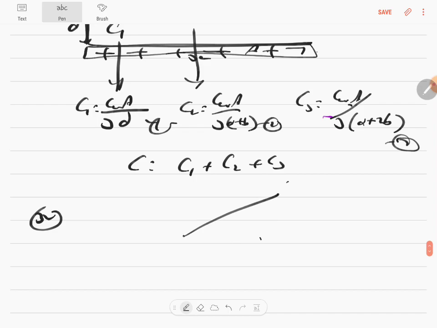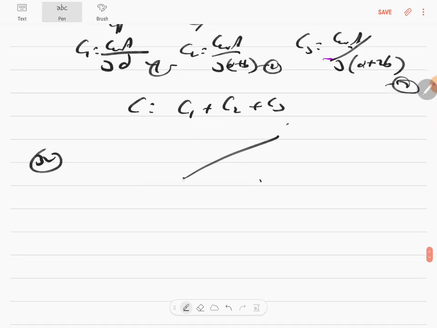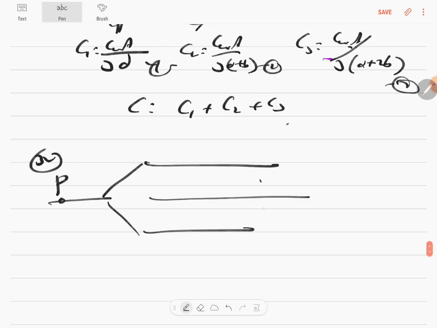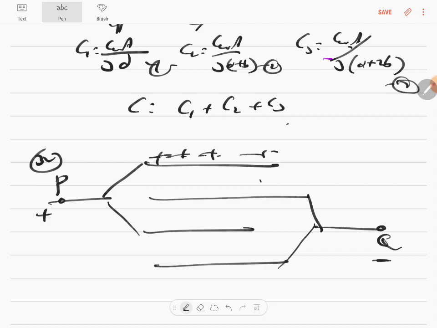You have a Y-shaped capacitor like this. You have a parallel plate like this, and this point is P, and another parallel plate like this, and this point is Q. If this is given a positive potential and this is given a negative, the whole of this plate will be positive, positive, positive, and the whole of this will be negative, negative, negative. This separation is D.